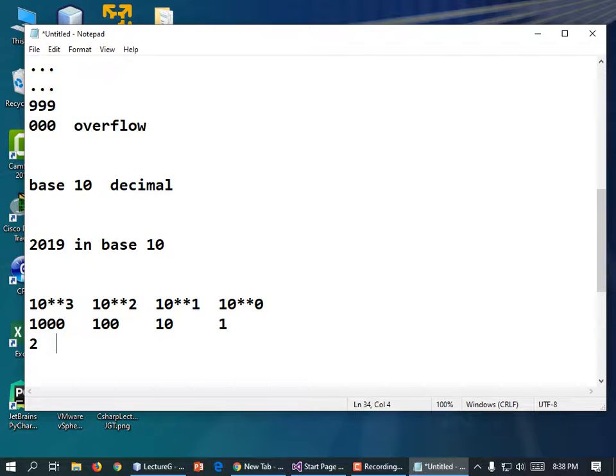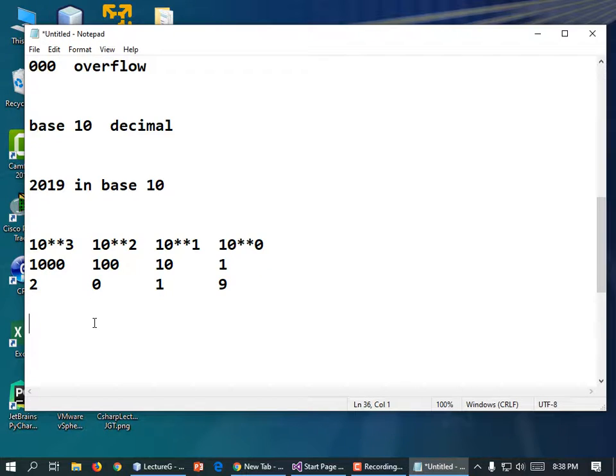So if we have the number 2,019, if we were going to express this in some incredibly long form, we would say that this is 2 times 10 to the power of 3, plus 0 times 10 to the power of 2, plus 1 times 10 to the power of 1, plus, and this gets tedious, 9 times 10 to the power of 0.